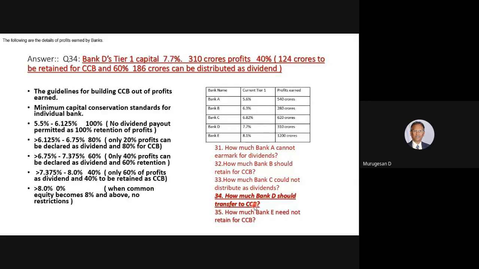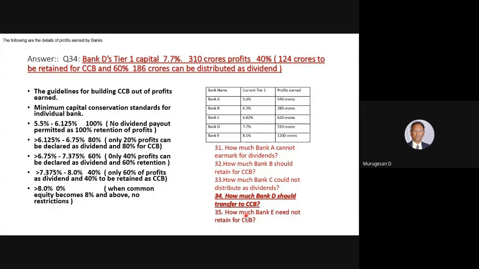Now how much do they have to transfer to CCB? 40%. 40% of 310 crore is 124. So 124 to be transferred to capital. The remaining 60% can be declared as dividend. You see, application of mind plus calculation, it may be a 5-mark question.